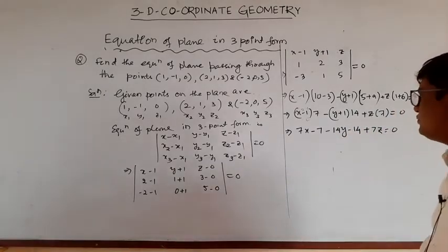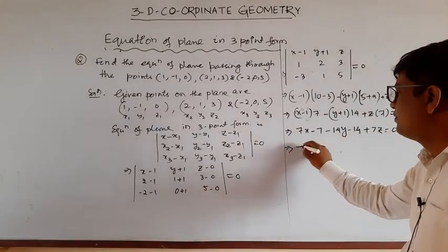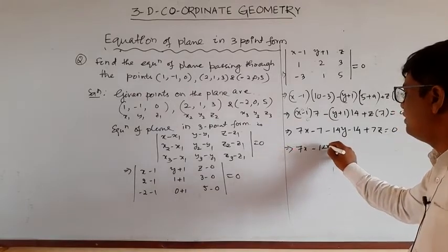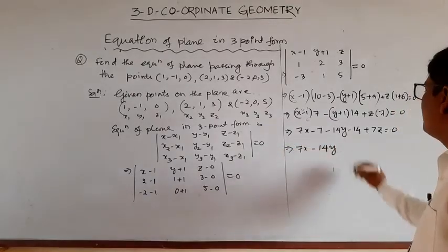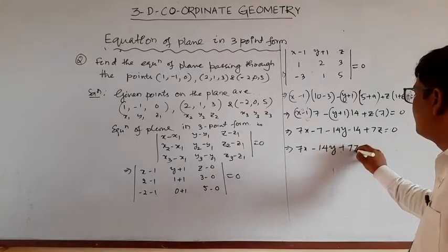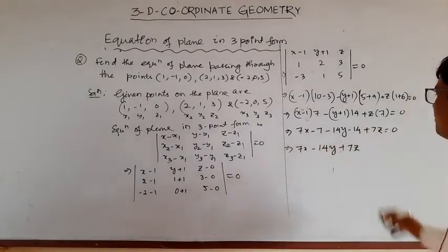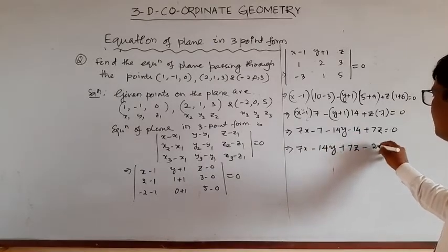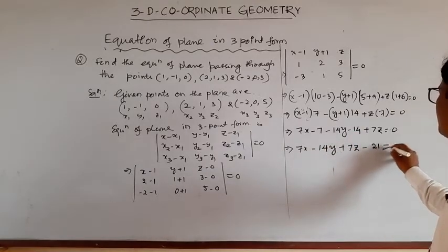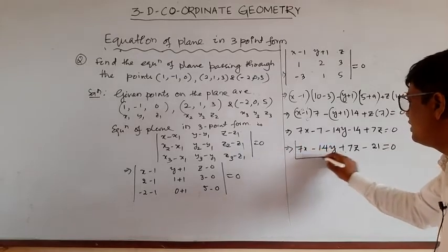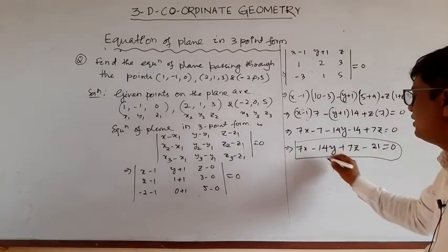Now 7x minus 14y plus 7z, and this is what? Minus 21. Minus 21 is equal to 0. This is the Cartesian equation of the plane, and this is the answer.